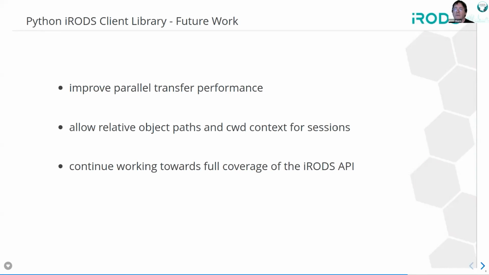Also related to the path normalization feature that I discussed, it's possible we could add a current working directory context and a corresponding change directory command, to change your current collection, and have that all stored within the session. That could be useful for anyone wanting to implement a shell-like feature on top of the PRC.